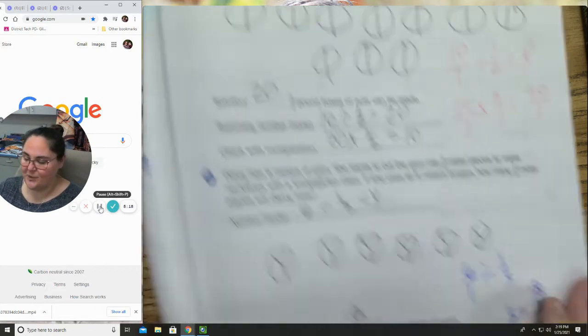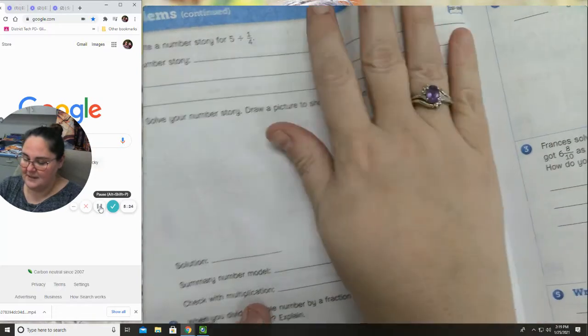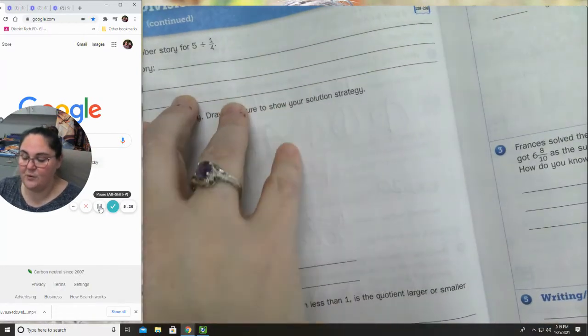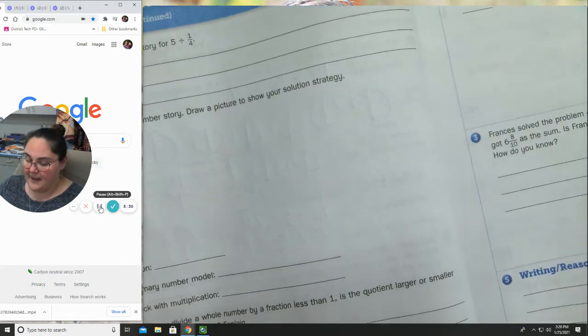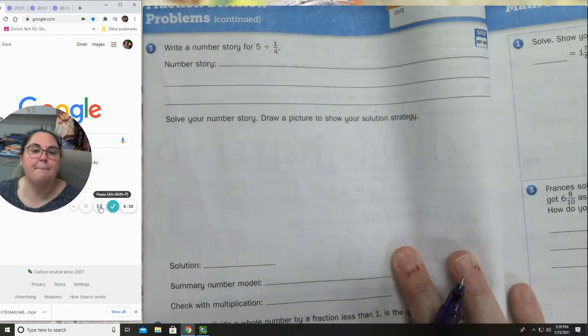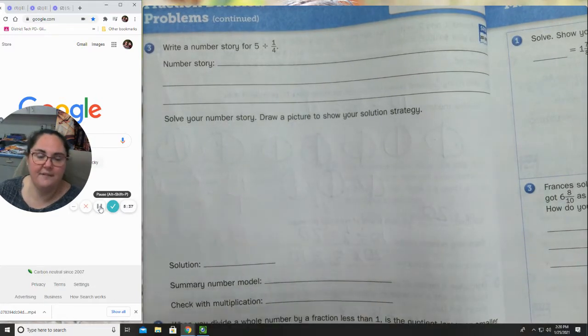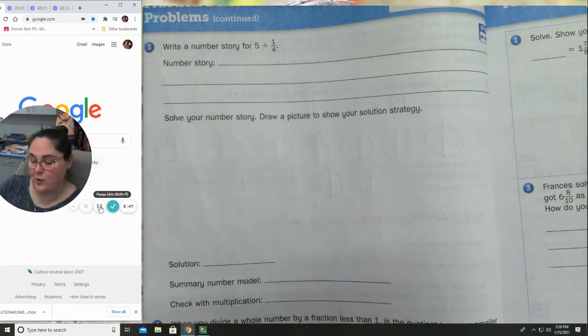Now, we're going to continue. We're going to do some more work on the next page. We're going to keep going on page 192. It says to start with writing a number story model for 5 divided by 1/4. So I have 5 blank. What do you have 5 of? I'm going to do, I have 5 bottles of water.